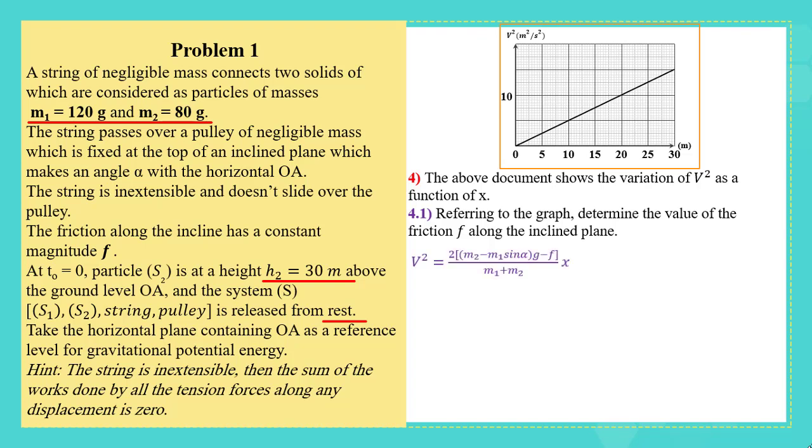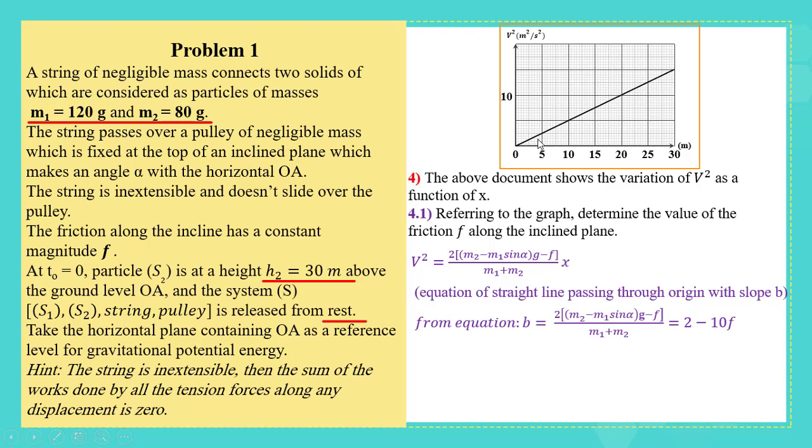But we have found in the previous part an expression of v squared as a function of x, which represents an equation of a straight line passing through the origin with a slope b equal to all this factor. According to the graph, we also have an equation of a straight line passing through the origin with a slope. We can find b by replacing masses, alpha and g by their values, and the answer is 2 minus 10f.